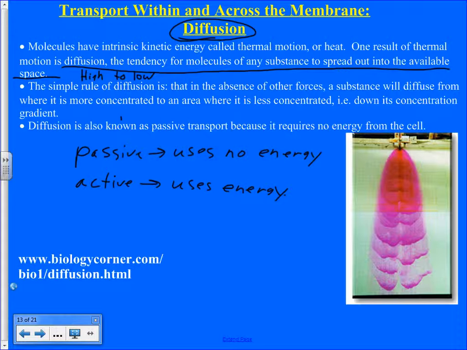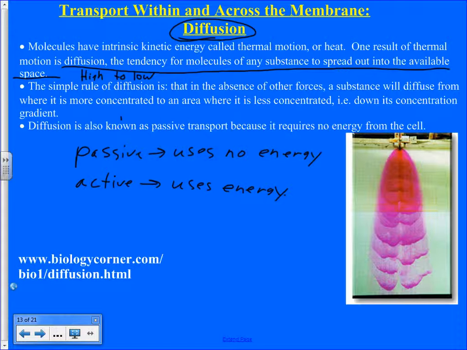Will that work as well in a really big cell? No. That's kind of why cells don't get really big. Diffusion limits the upper size of a cell. If they get too big, diffusion won't work, and then they'll spend energy transporting, and they just can't afford to do that. Is that making sense to everybody?